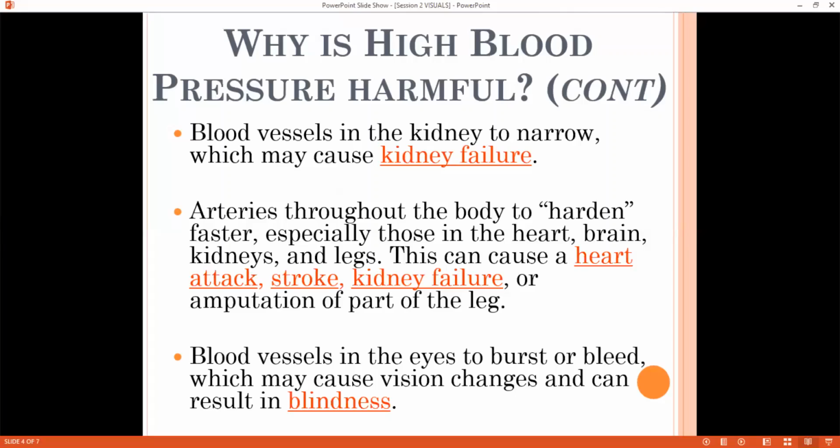Right, so a number of conditions and behaviors can lead to high blood pressure. Sometimes high blood pressure is caused by another medical condition, such as kidney disease or lung disease. Some conditions and risk factors you can control, others you cannot.